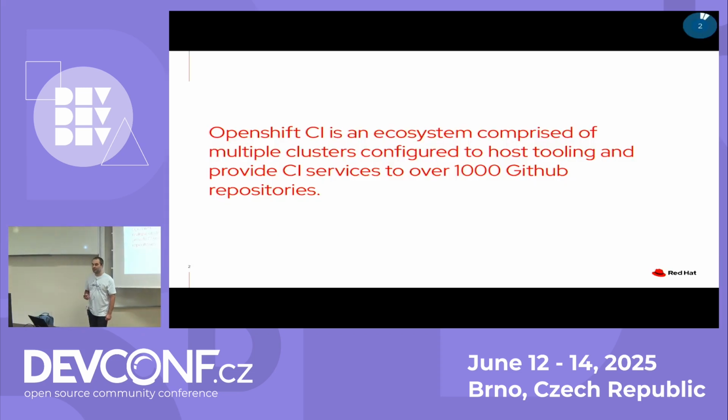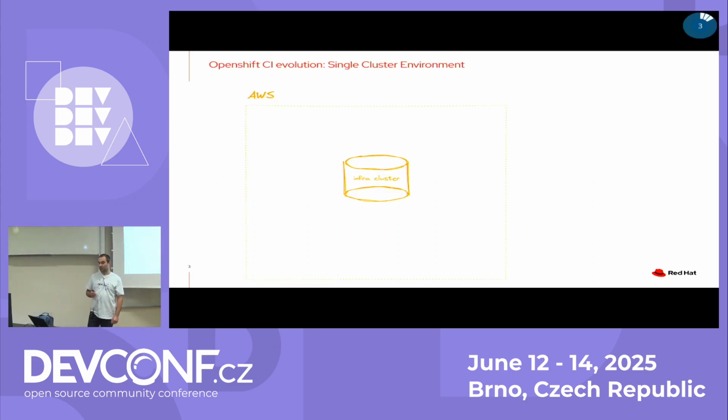So let me start with saying what OpenShift CI is. It's an ecosystem that consists of multiple clusters. They are configured to host tooling and provide CI services for over 1,000 GitHub repositories. A little bit about our history. So we started as a single cluster environment. I believe it was on AWS. It was mostly an infra cluster that hosted some load.